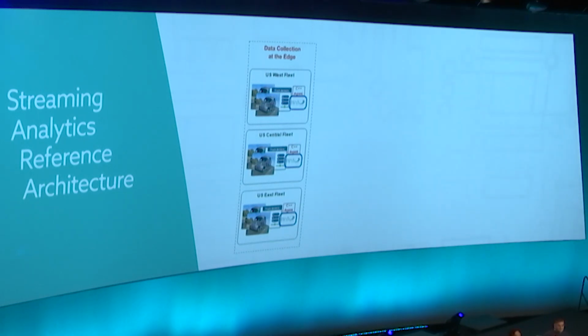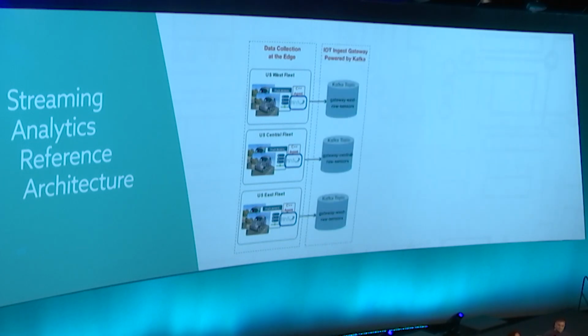is where we see Apache MiNiFi deployed at the edge, collecting data from the telematic panels, from the sensors, from the trucks. These agents then send the data to these IoT ingress gateways. And typically, these gateways are powered by Kafka. So as you notice here, you have maybe the US West fleet sending data to one topic. You've got maybe the North Central fleet sending data to another topic and so forth.